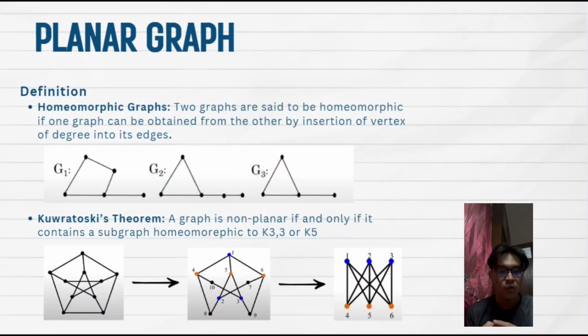For the last slide, which is the definition of homeomorphic graph, two graphs are said to be homeomorphic if one graph can be obtained from the other by insertion of vertices of degree 2 into its edges. For example, G1 and G2 are homeomorphic with G3. Lastly, Kuratowski's theorem, which means a graph is non-planar if and only if it contains a subgraph homeomorphic to K33 or K5, such as the given example you can see on the bottom.